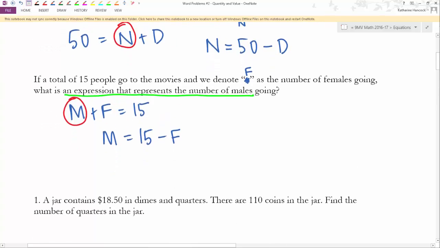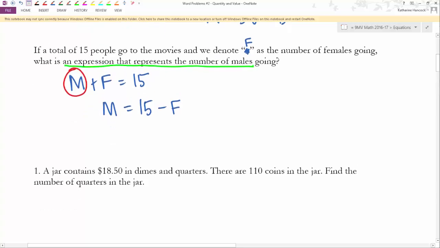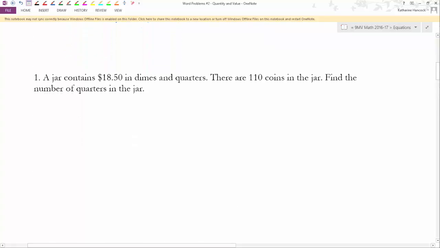So with that in mind, we're going to get into some money questions, doing stuff with the value of coins. A jar contains $18.50 in dimes and quarters. There are 110 coins in the jar. Find the number of quarters in the jar. So it's asking us to find the number of quarters in the jar.